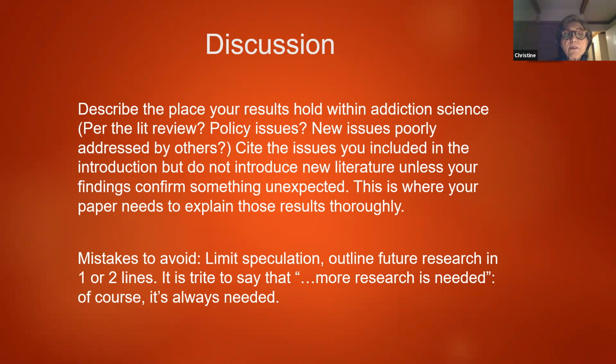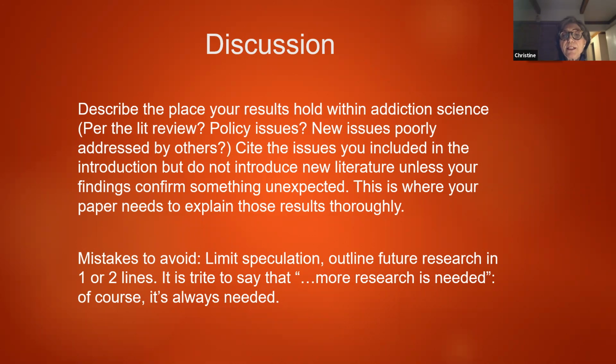So you describe your results per the literature review and policy issues, and new issues poorly addressed by others. This is where you want to cite the issues you included in the introduction, but do not introduce new literature here unless your findings confirm something unexpected. This is where your paper needs to explain these results thoroughly. It's not that easy for the discussion. You don't want to ramble, but remember that you do want to fully explain your results.